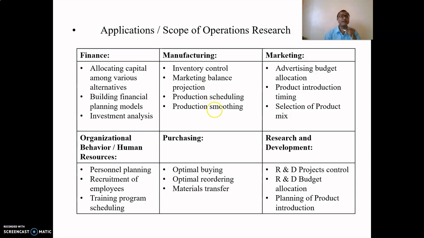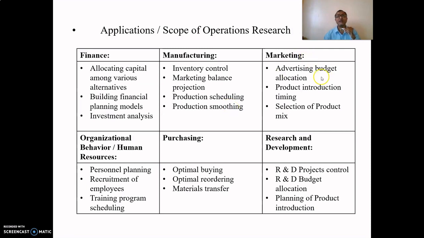Another is finance, that is allocating capital among various alternatives, building financial planning models, and investment analysis. That is again part of decision making. Manufacturing: deciding the amount of inventory control for raw material or finished goods. Marketing: projection balance, how much quantity to be manufactured with respect to selling. Then production scheduling and production smoothing, so there are no bottlenecks at the time of production with respect to material handling or material availability, etc.